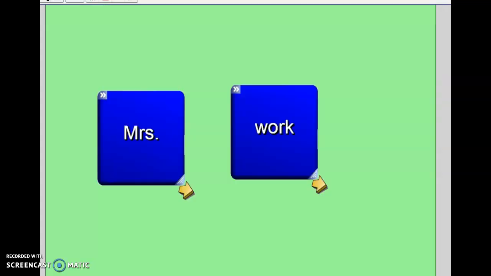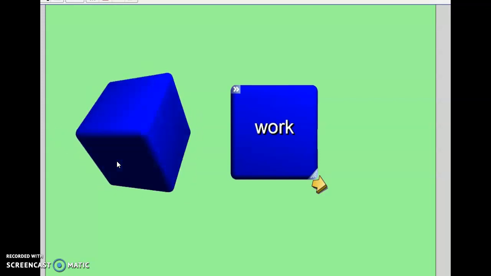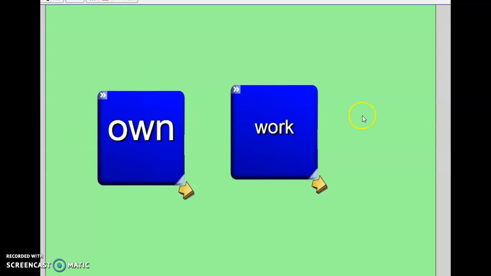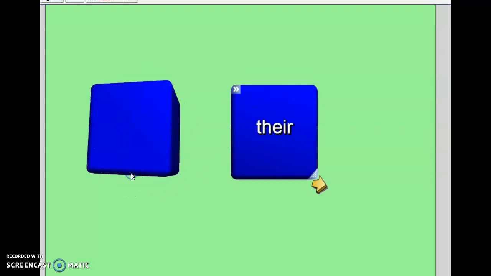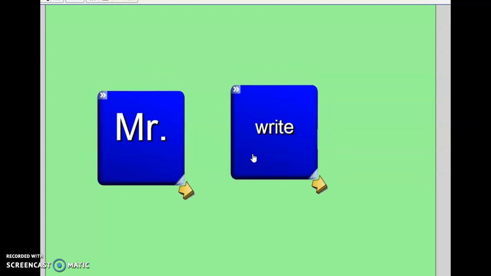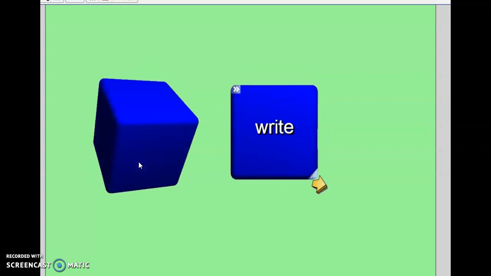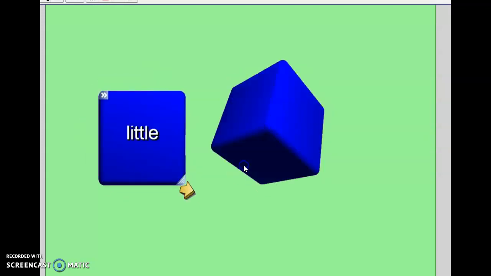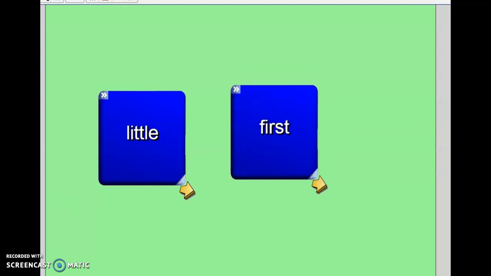Trying something different today. Remember, some of these words are new, so let's practice them. Ready? Here we go. Own. There. Mr. Right. Little. First.